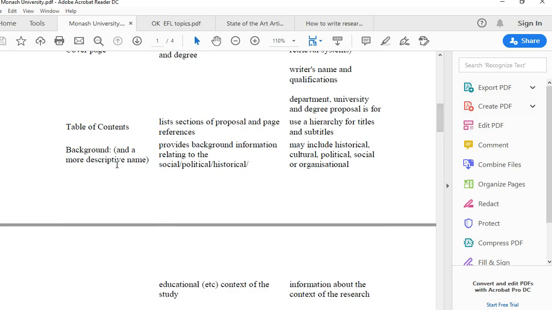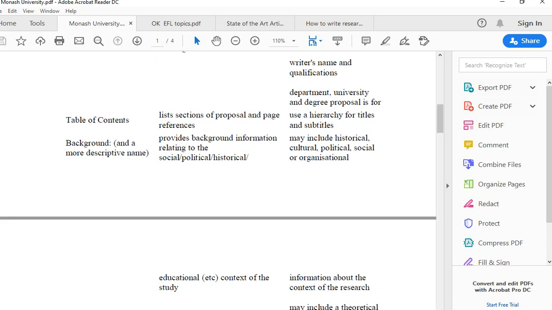All right, after the table of contents, we get to the background, or a more descriptive name, the introduction or background. In the background, you have to provide background information relating to the social, political, historical, and educational context of the study. Whatever is related to your study, you should talk about the background of those issues. And most importantly, you have to talk about the educational context, because your field of study is English language teaching.